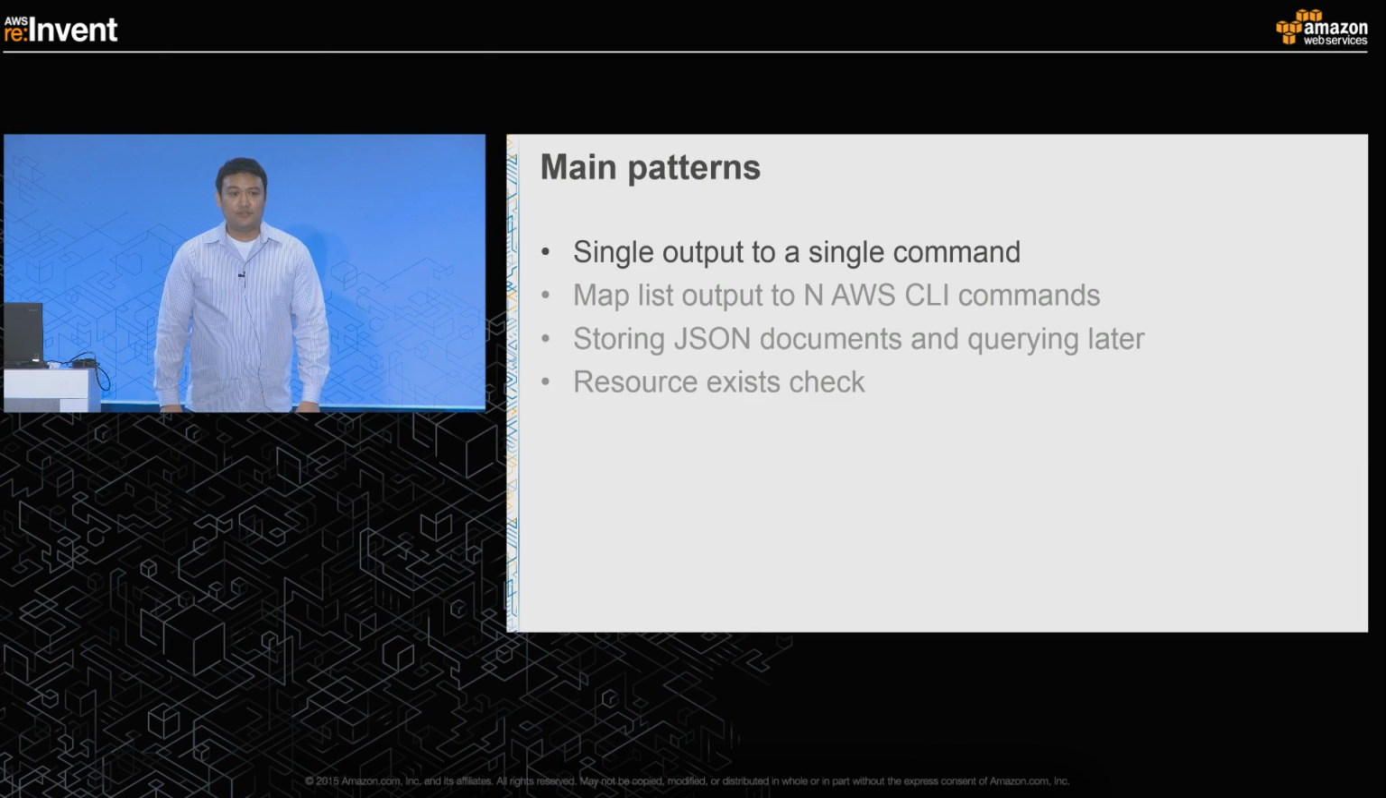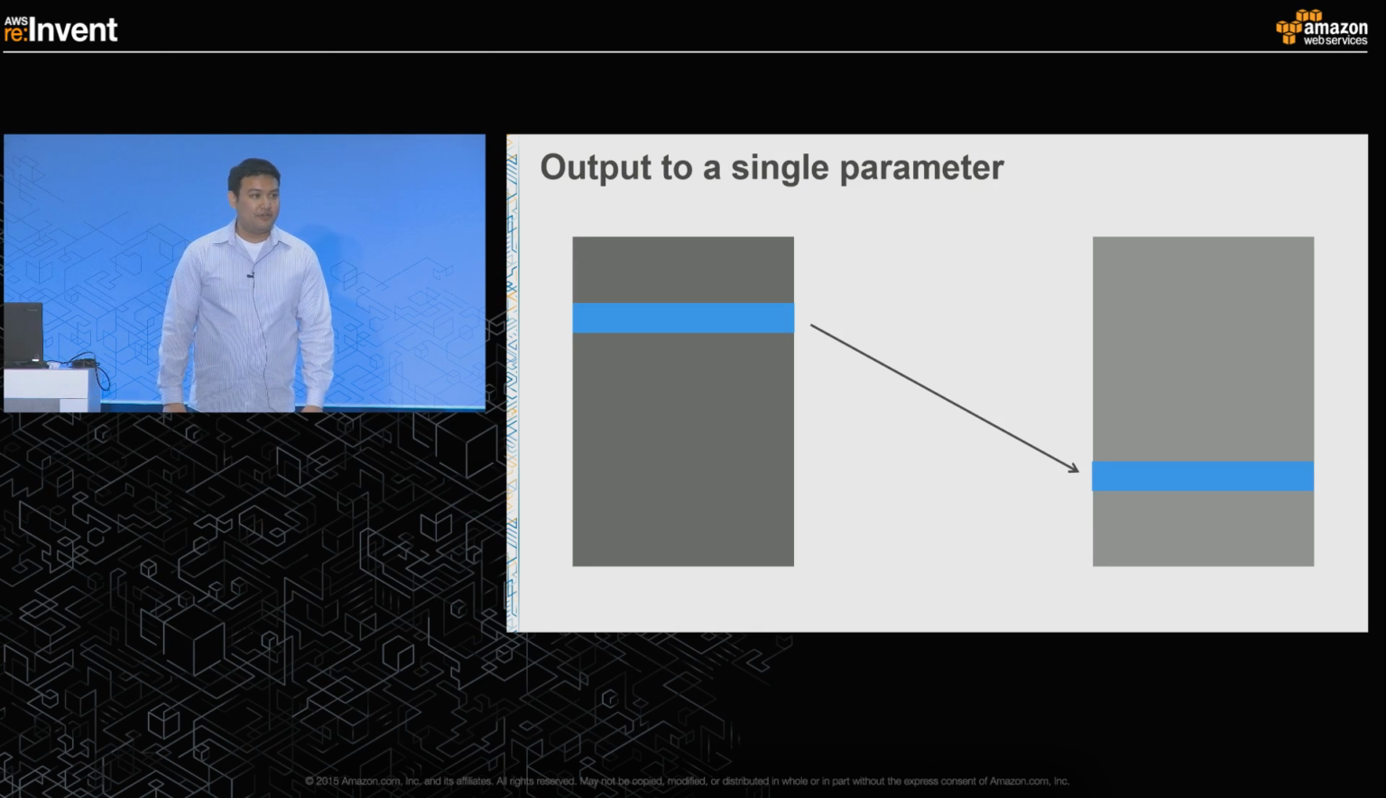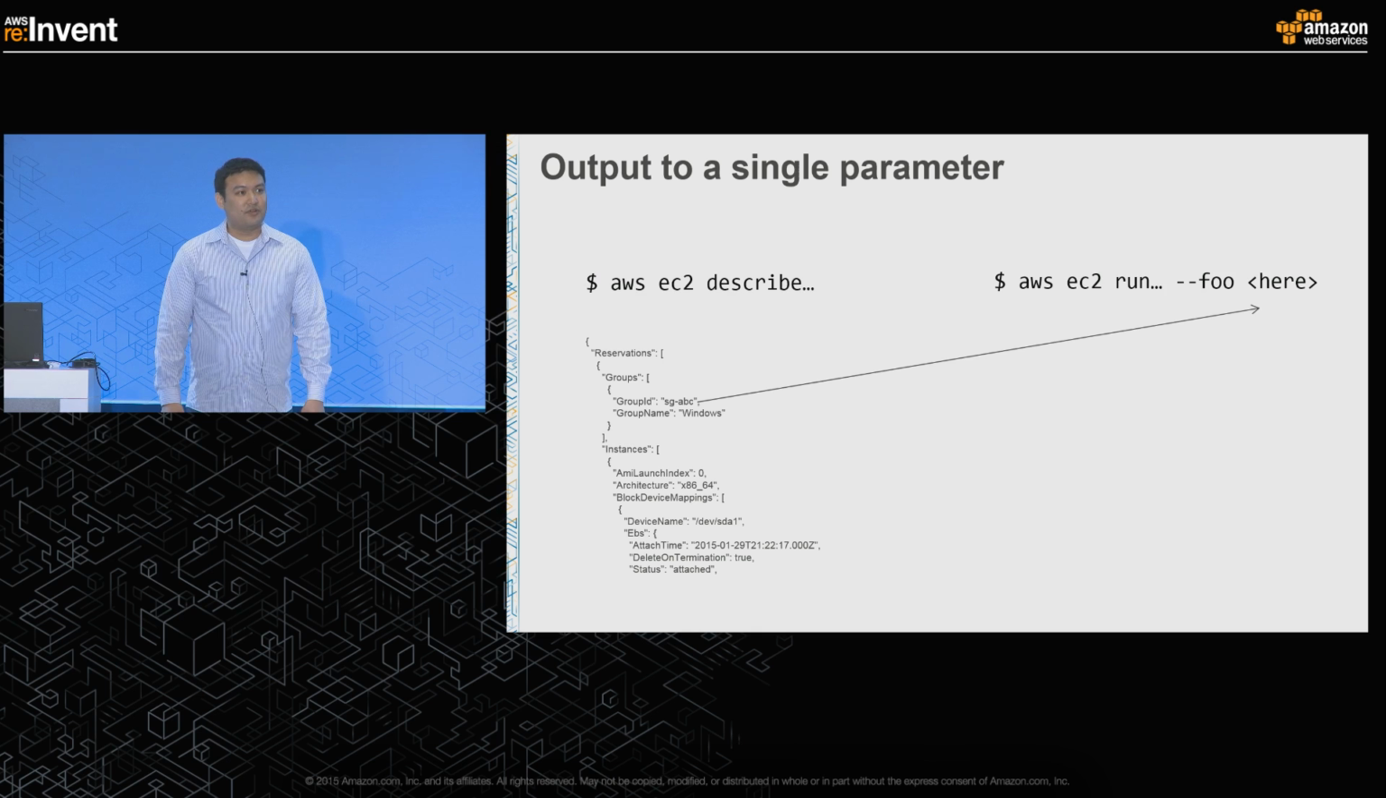So the first one is the most straightforward. This is where I want to take output from one command and feed it to input into another command. So conceptually, if you think of this as the output on the left, I'm going to take some specific slot and feed it into input on the right. So I might run some sort of describe call and then feed that into a run call or a delete call or something like that.